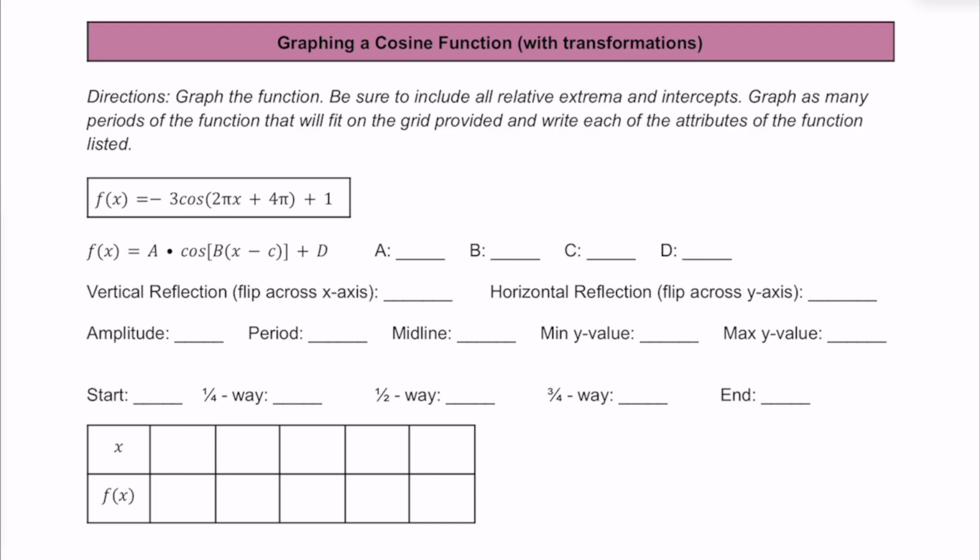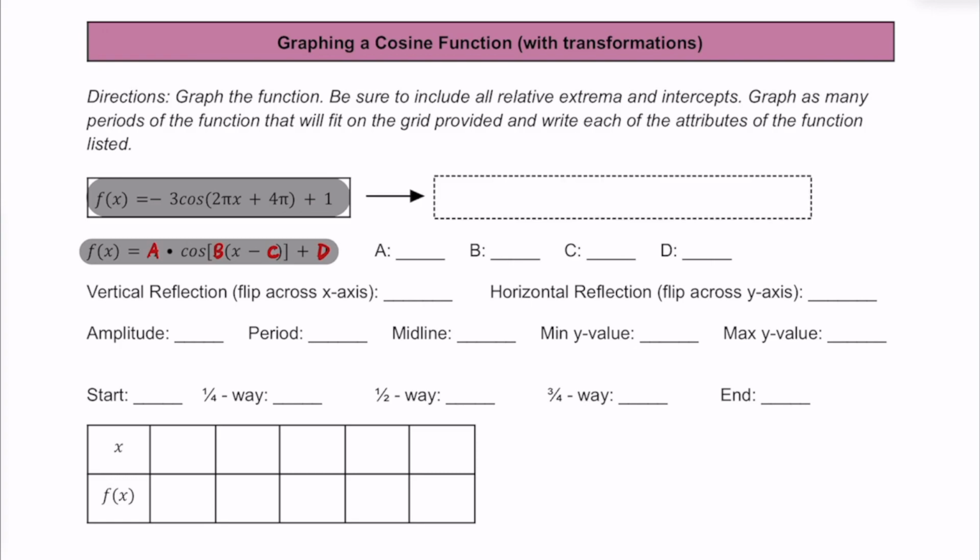All right, let's get started. In this function, we have f of x is equal to -3 times cosine of 2 pi x plus 4 pi, plus 1. Just like in all the previous examples we've done, we're going to use this formula here, where if we can identify a, b, c, and d, that'll help us a lot with graphing this.